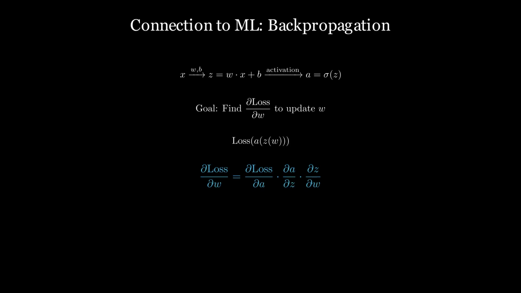We find how loss changes with a, how a changes with z, and how z changes with w, and multiply them all together. This is backpropagation. It's the chain rule applied across potentially thousands of layers in a deep neural network. By calculating these chain derivatives, the network learns which weights to adjust and by how much to improve its predictions. Mastering the chain rule is the first and most critical step to truly understanding how neural networks train and learn.